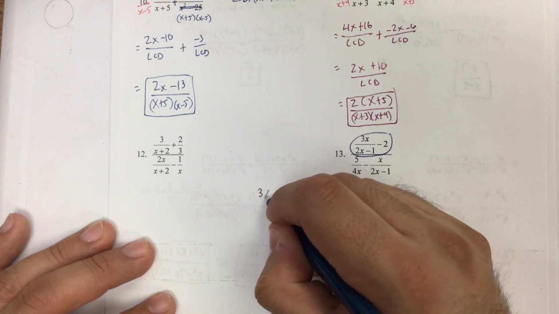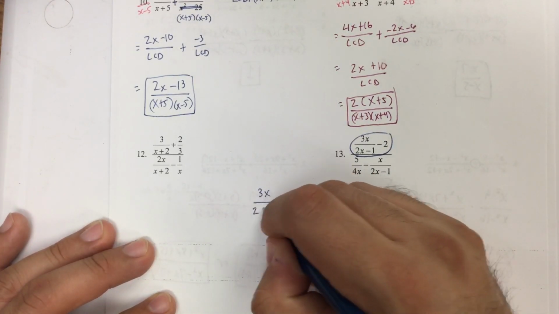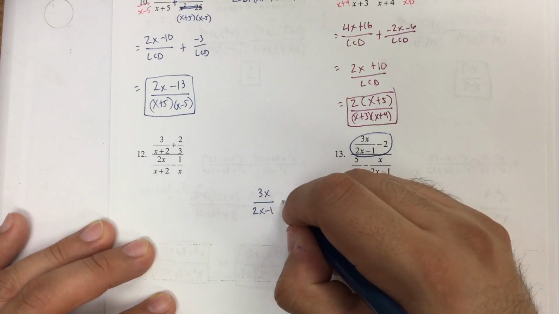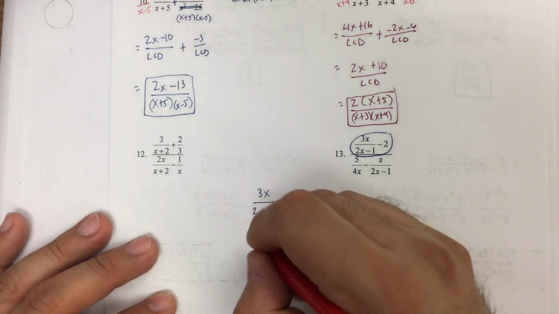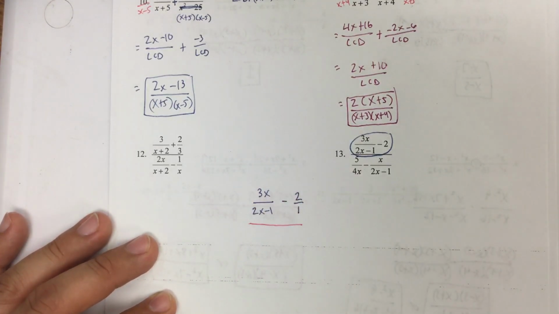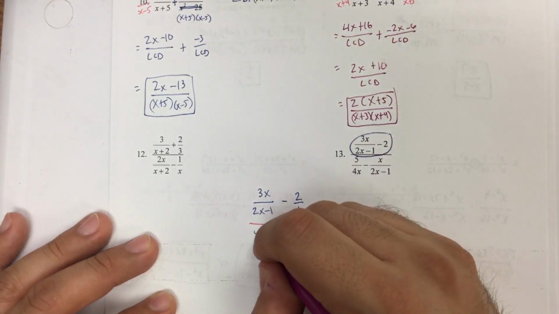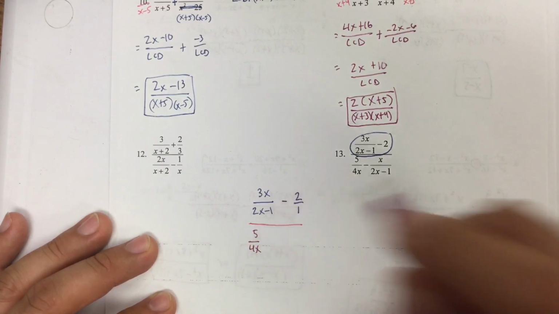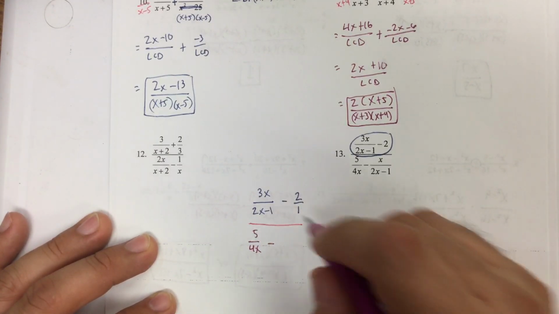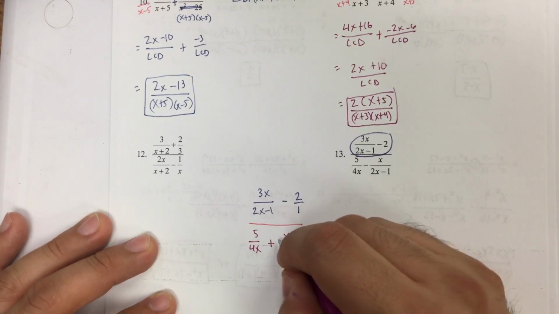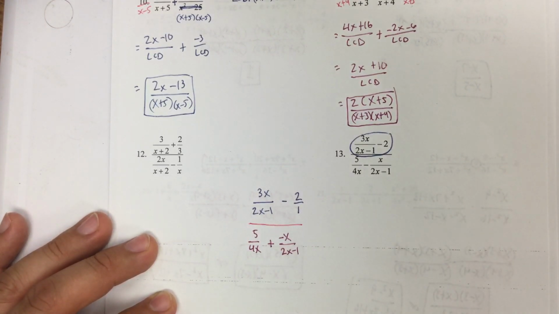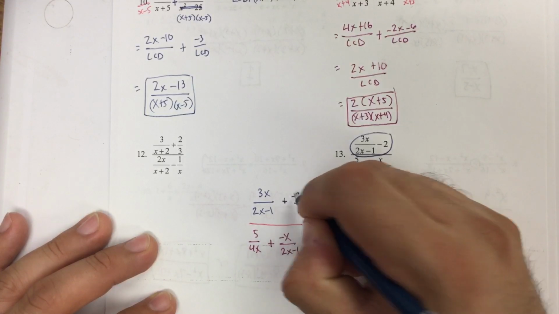So 3x over 2x minus 1 minus 2, I'm going to make it a fraction by putting it over 1, divided by, and then we'll do this one, 5 divided by 4x minus x over 2x minus 1. Since the minus sign, switch that and make that negative, and same up here. Switch this sign, make this one negative.